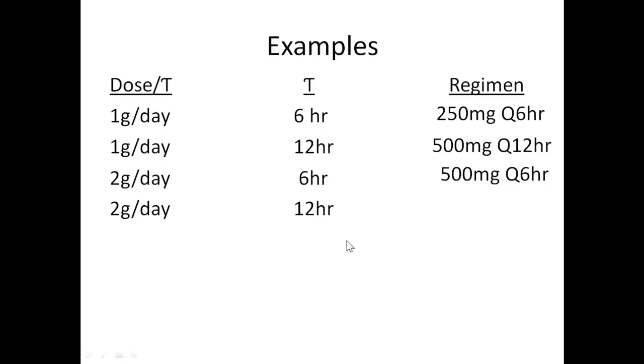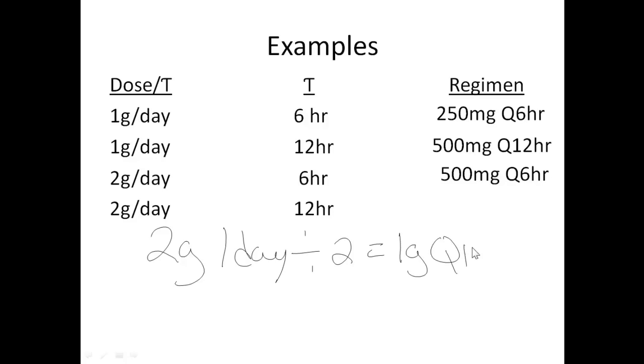All right, this last one, pretty simple again. We get 2 grams a day every 12 hours. I know you guys have gotten the handle of this again. So pretty simple. Take 2 grams a day, divide by 2, because if we're giving something every 12 hours, it's only 2 times a day. And that gives us 1 gram every 12 hours. Pretty cool, right, guys?